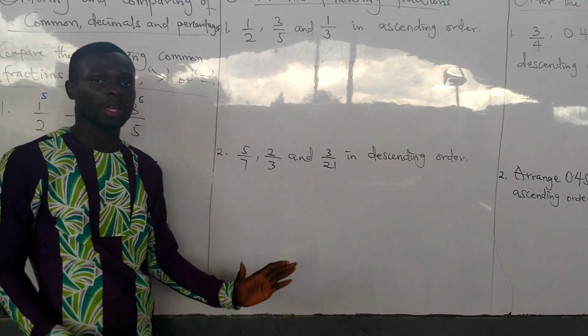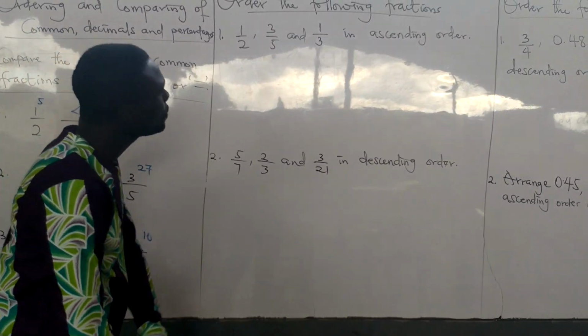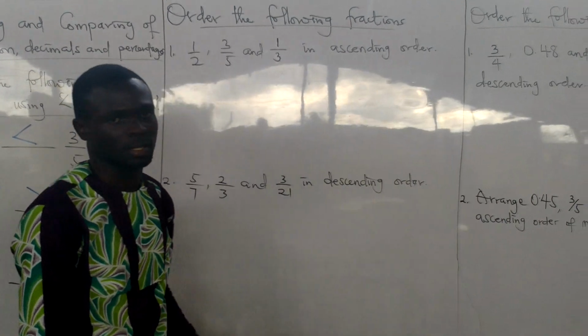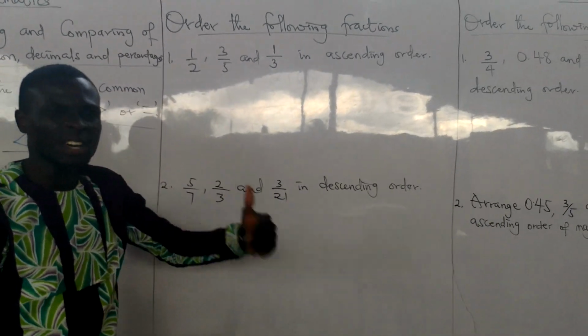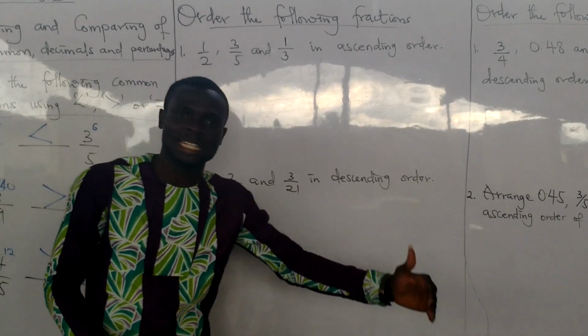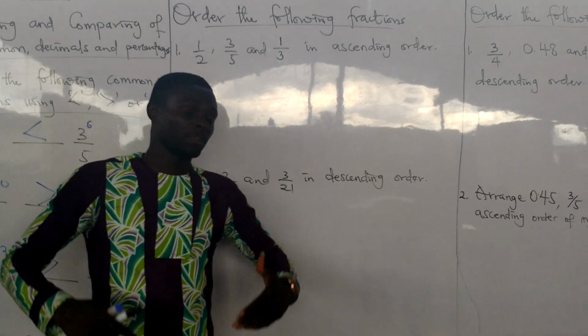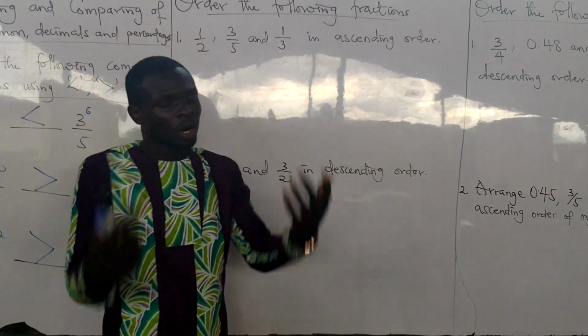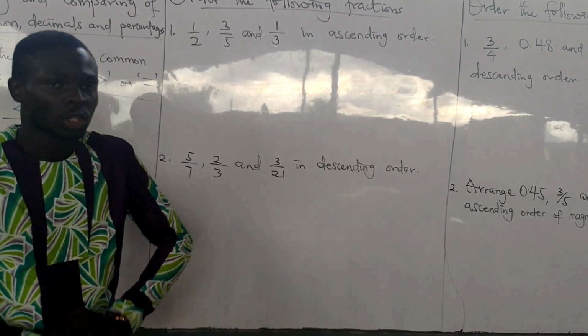Still on the comparing and ordering. Now we are to order the following fractions. When it comes to ordering, we have to know ascending and descending order. If you visit our previous videos, we have more explanations on this topic.